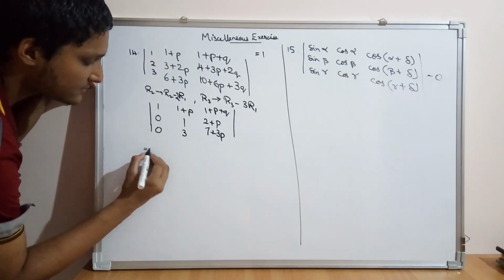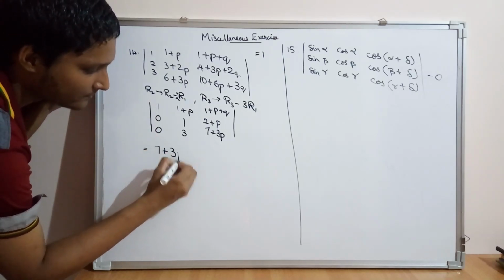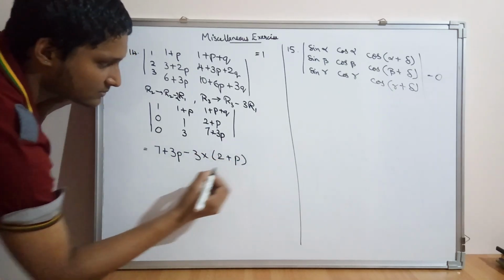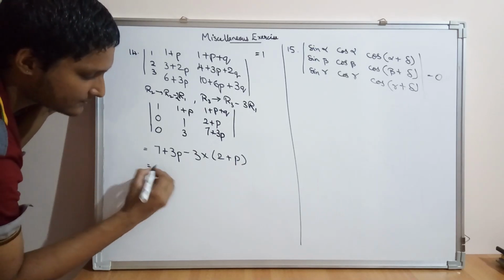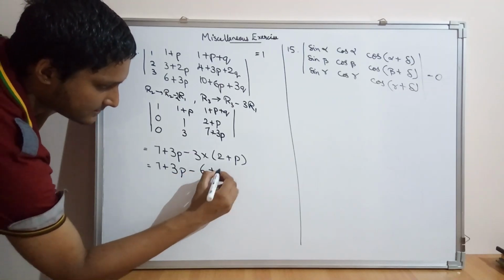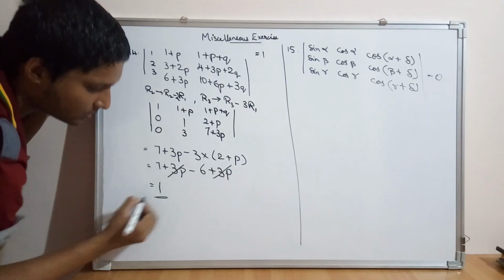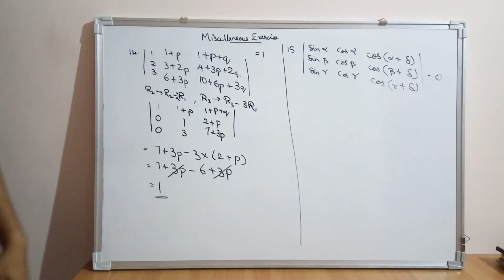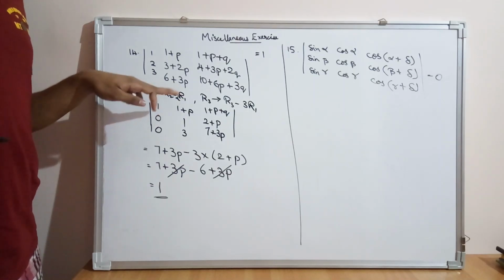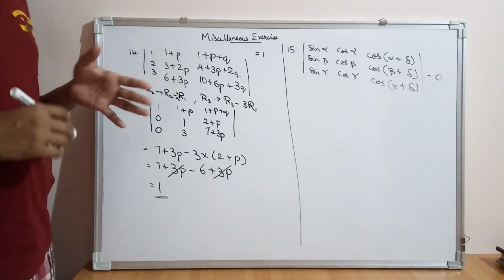Now the remaining thing is about expansion. Expansion is in the first column. So it is going to be 7 plus 3p minus 3 times 2 plus p. That is 7 plus 3p minus 6 plus 3p. So 3p and 3p cancelled. You're going to get 1. That's all about the 14th question. I hope you understood how it is going to be 2 times R1. Similar to the elementary operations we use for matrices and all.